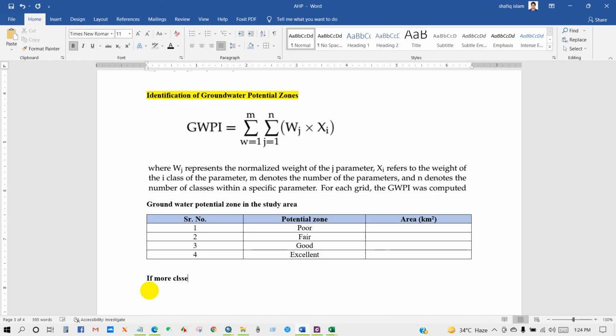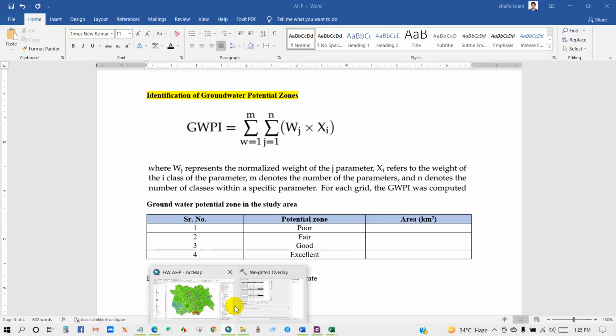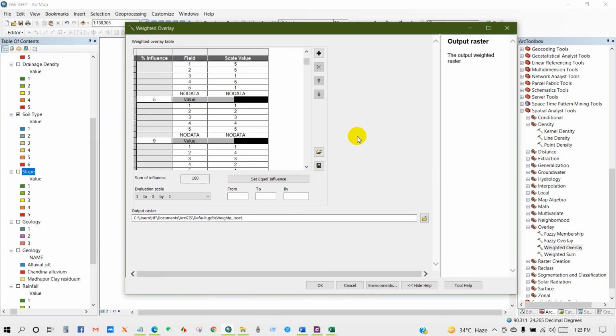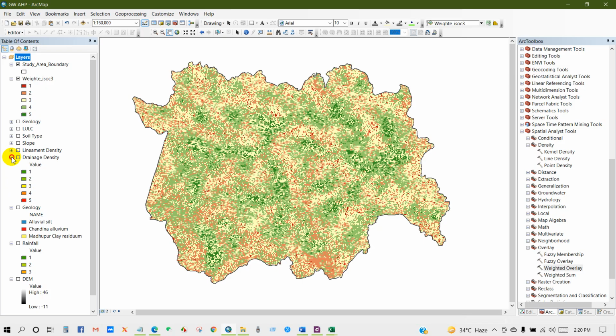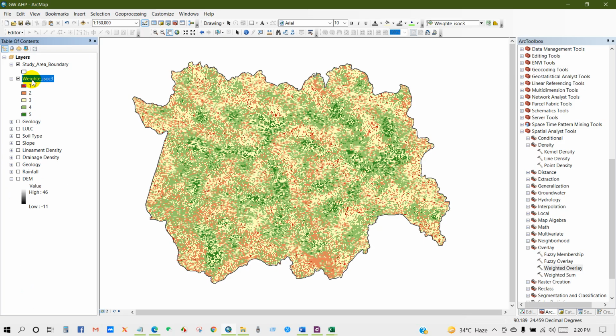The final output you can classify, with ranges from excellent to poor. The highest class is excellent, and then good, fair, and poor. If more than one class is generated, then you can write moderate. Click OK, and you can see here our groundwater potential zone has been done.